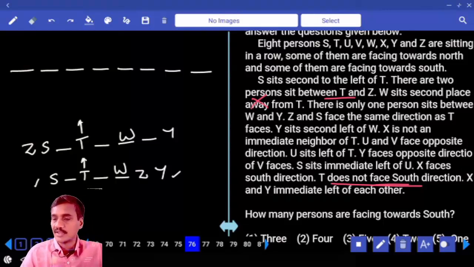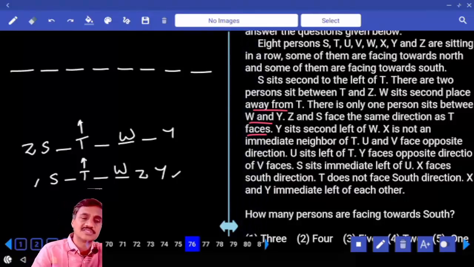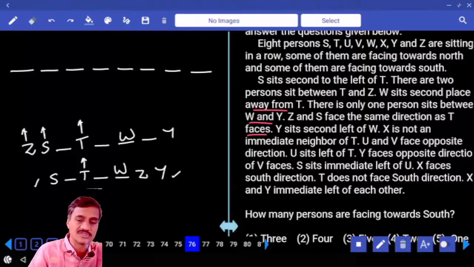And next one, Z and S face the same direction as T. Z, S and T are facing towards the same direction. That means T is facing north, Z and S are also facing towards north. Now T is facing towards north, so Z and S must also be facing towards north.